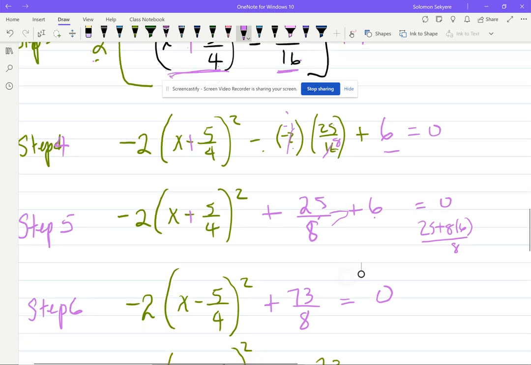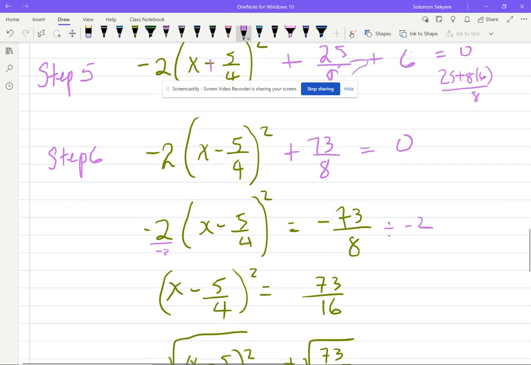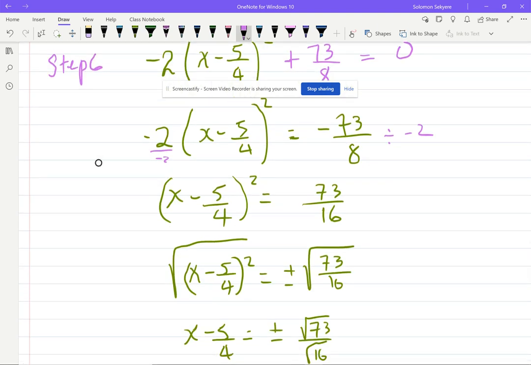So step by step, go to step 6. 25 over 8 plus 6 is the same as 73 over 8. Is it? So it is what? 25 plus 48 over 8, right? This is 48 over 8. If you write it like this, 6 is the same as 48 over 8. And when you add it, you get 73 over 8. That's what I've put over here. All right. So 73 over 8 equals 0. Okay, we're still proceeding to solve it.